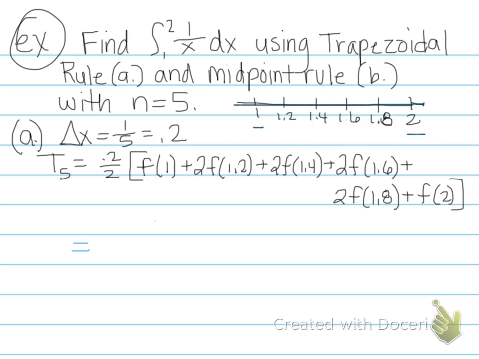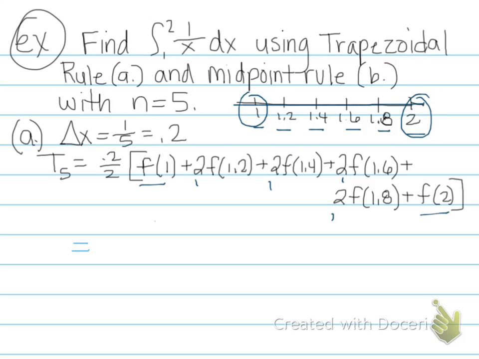If I'm going to use the trapezoidal rule, I'm going to say 0.2, which is my delta x, over 2, times f of 1, take the first just once, and then f of 1.2, 1.4, 1.6, and 1.8. All of those get multiplied by 2, and my final point, f of 2, only gets used once. So you see, multiply all the middle ones by 2, and the first and last stay that way.